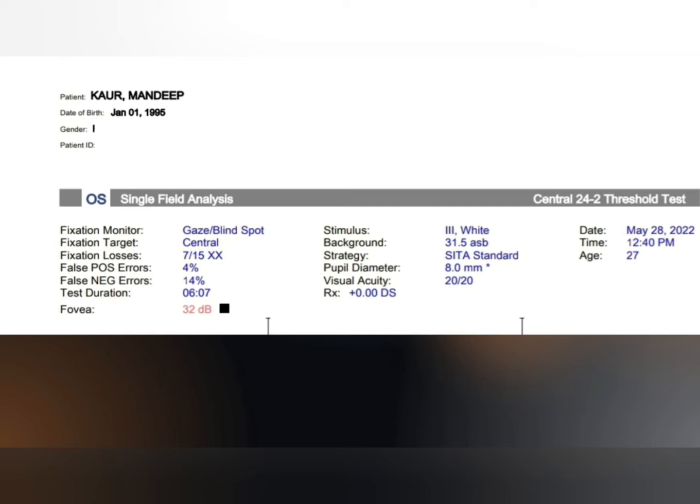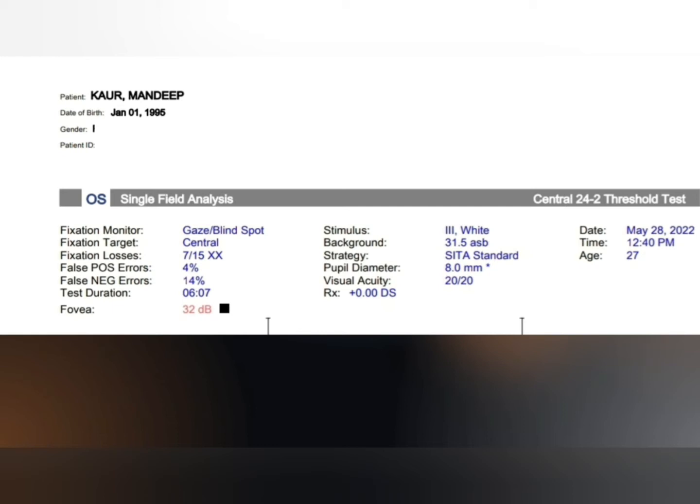Okay. And this fovea value should be between 35 decibel to 40 decibel. If the fovea value is less than 35 decibel, it means that the retinal sensitivity is less in the fovea. And the stimulus sizes are available as 1, 2, 3, 4, 5. Depending on the patient's visual acuity, stimulus size varies, but normally we make the stimulus size 3, that is the standard. If the patient's visual acuity is less, then according to that visual status, we increase the stimulus to 4 and 5. Background illumination is 31.5, that is always constant, and the strategy is SITA standard.